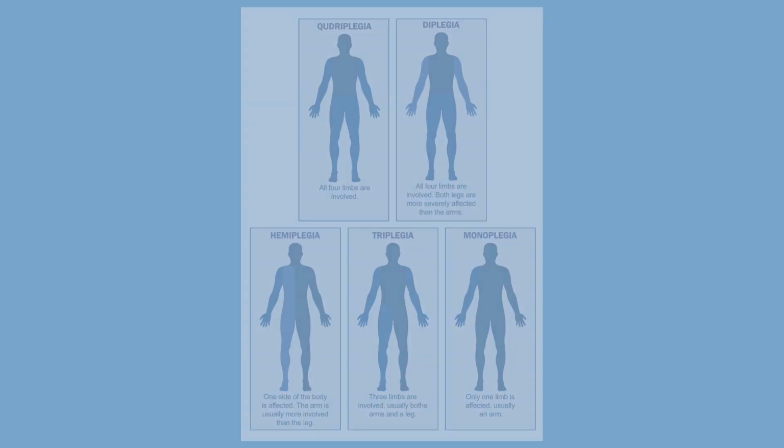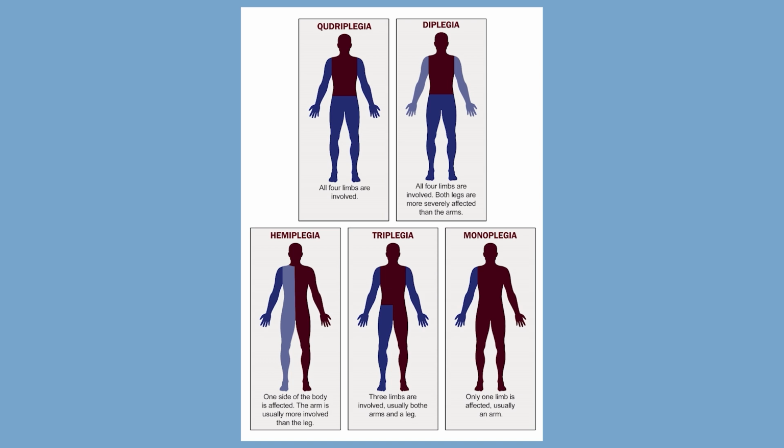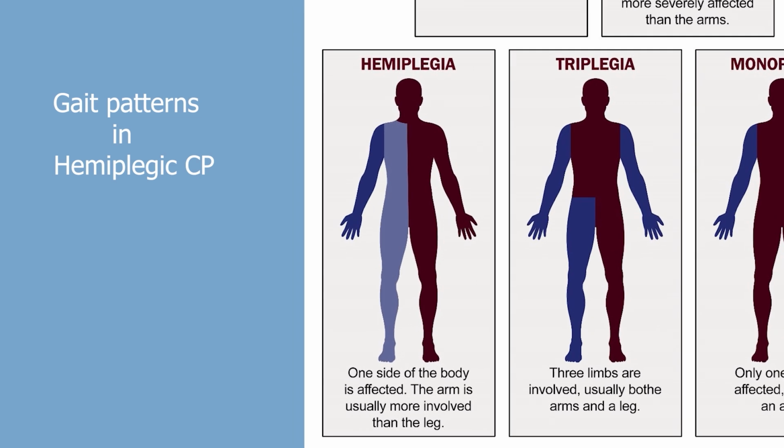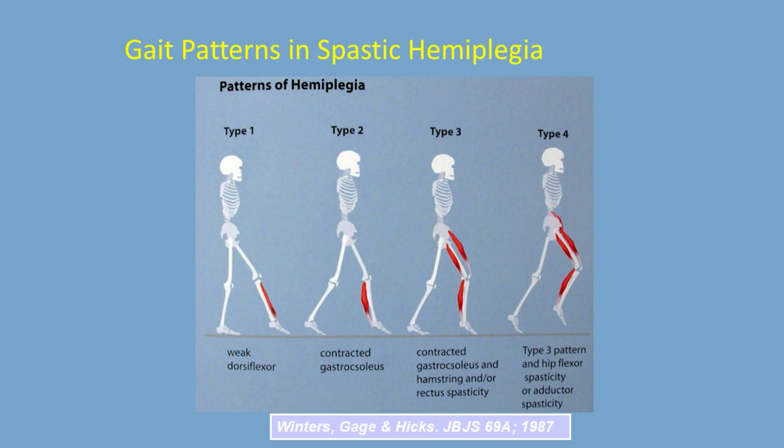We've seen the 5 anatomical classifications of cerebral palsy. And when we talk about gait pattern recognition, this is specifically related to the hemiplegic type and the diplegic type of cerebral palsy. Here we'll start with hemiplegic cerebral palsy, in which one side of the body is affected. Gage and his colleagues have identified 4 patterns of gait in children with hemiplegic type cerebral palsy.